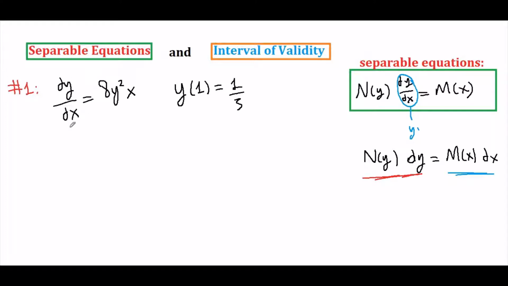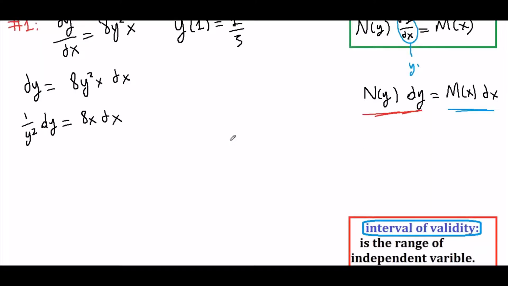Here our first step is to multiply the whole equation by dx. So we obtain dy equals 8y squared x dx. Our second step is to separate the x and y variables. So we divide both sides by y squared, and we obtain 1 over y squared dy equals 8x dx. Now our differential equation is totally separated. Y variables are on one hand side and x variables are on the other. Now we can integrate both sides.